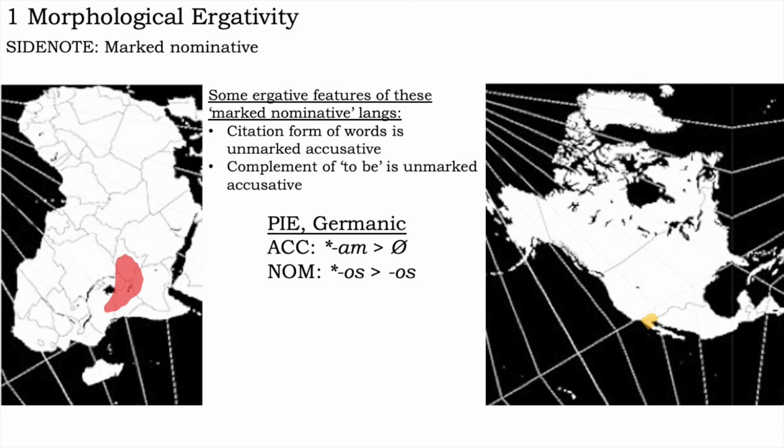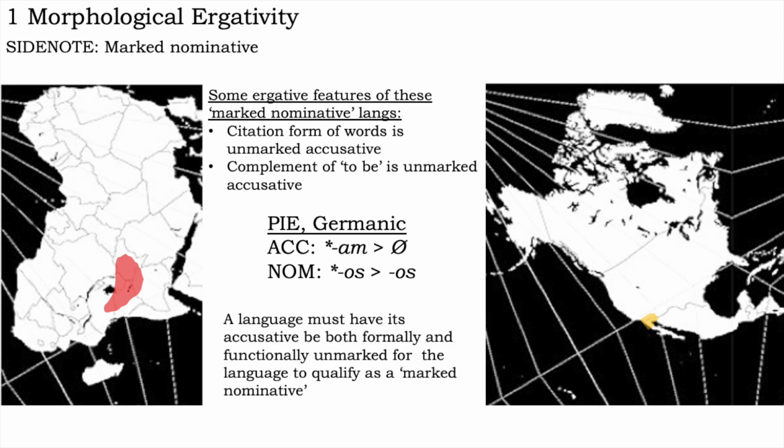Another ambiguous example is English, in which the accusative pronoun "me" is functionally unmarked relative to the nominative pronoun "I." Yet English is never termed a marked nominative. It appears that a language must have an accusative which is consistently and unambiguously both formally and functionally unmarked to qualify as a marked nominative.